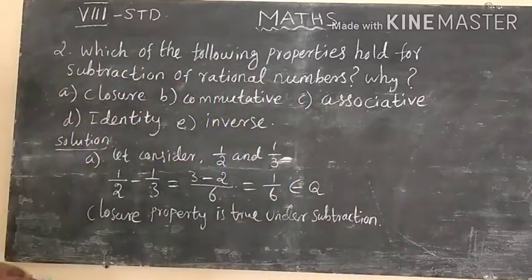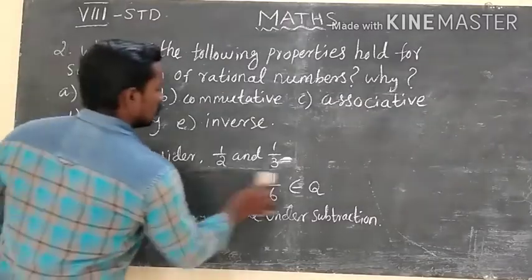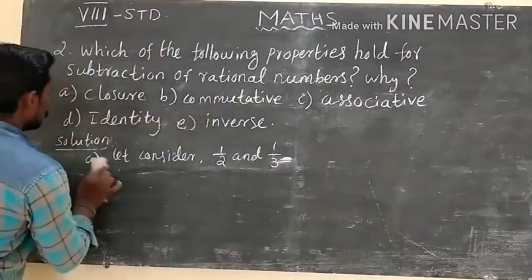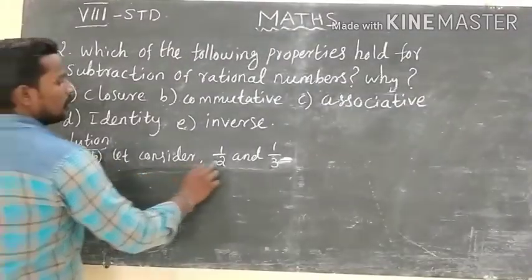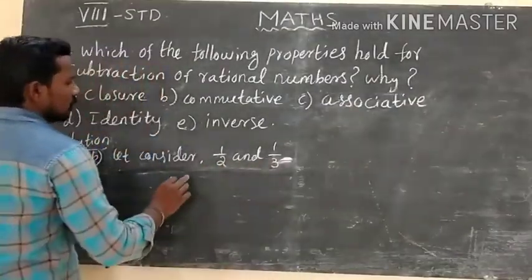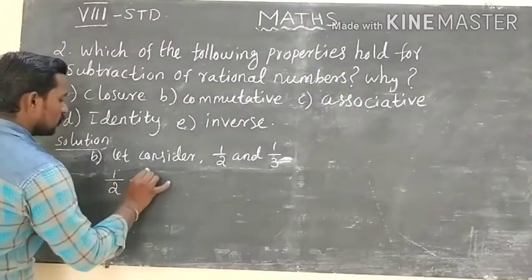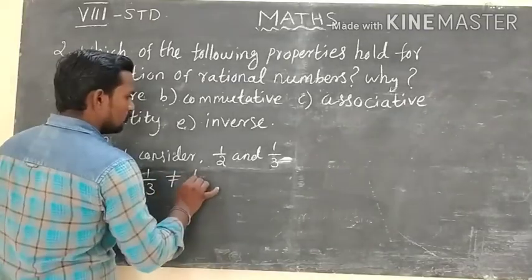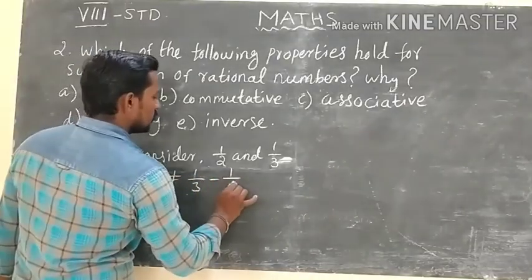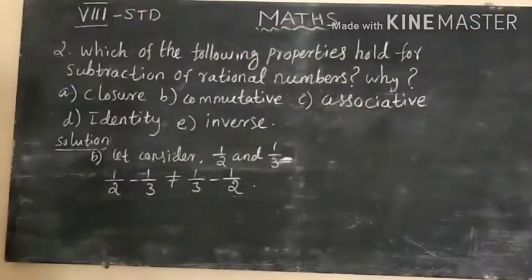Have you understood? Then we want to check the commutative property. Here also, for any two rational numbers, the subtraction of the first number and the second number is not equal to the second number minus the first number. This is your commutative property. So verify the property.